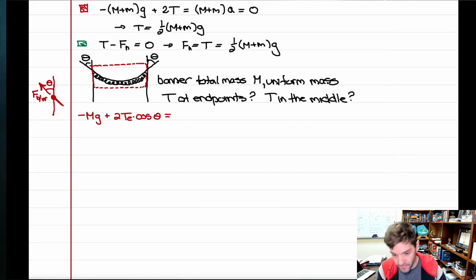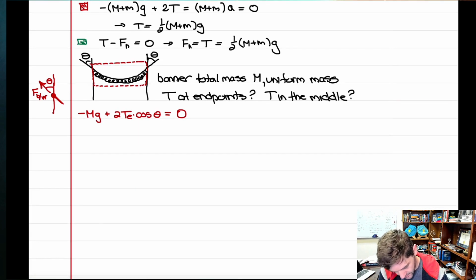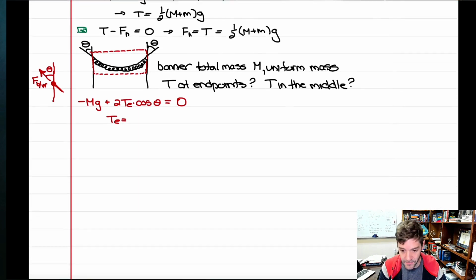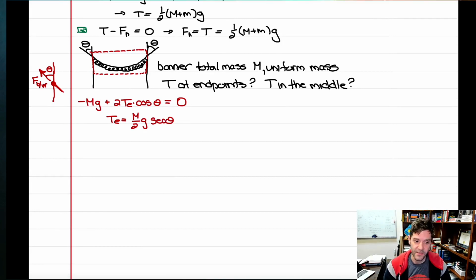And then that better equal, in this case, if nothing's moving, so it's not accelerating, 0 in the vertical direction. And look, you can actually then solve that the tension at the end is going to be m over 2 g, 1 over cosine, or secant, of whatever this angle is.